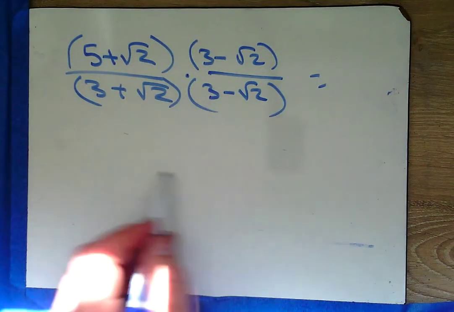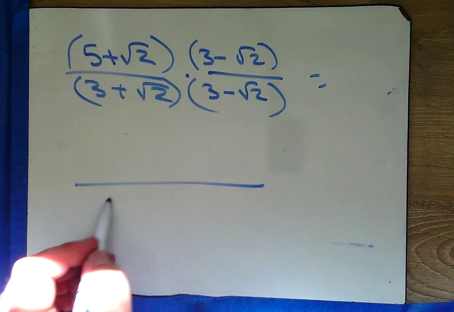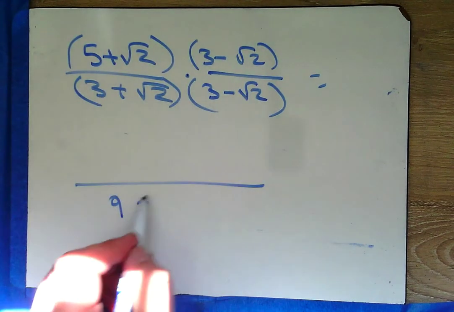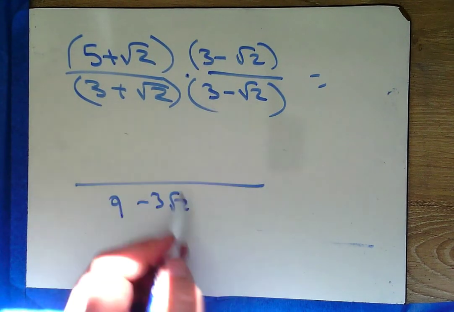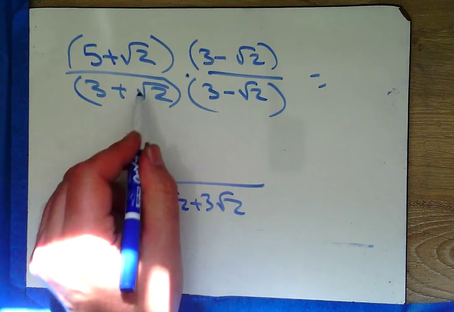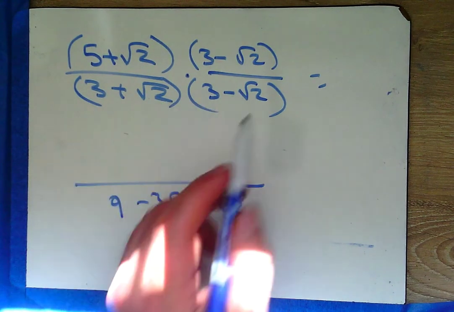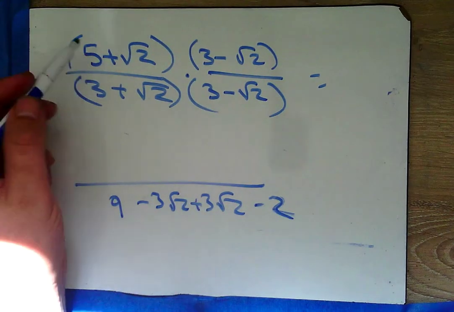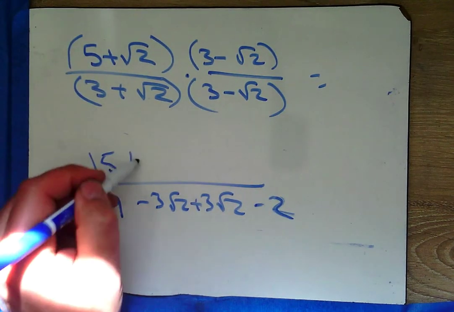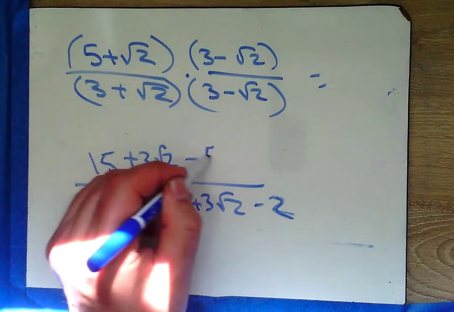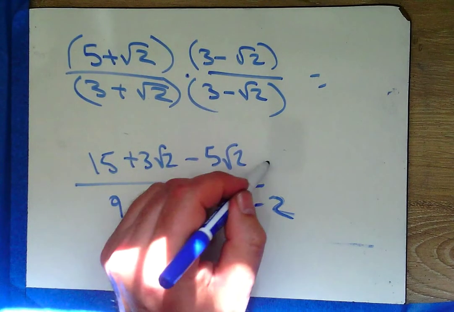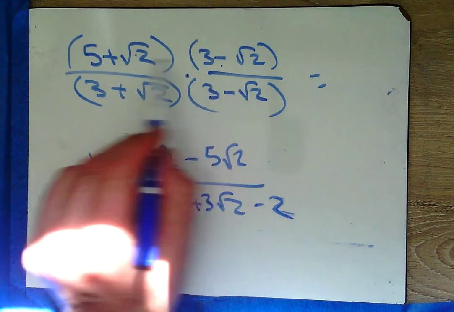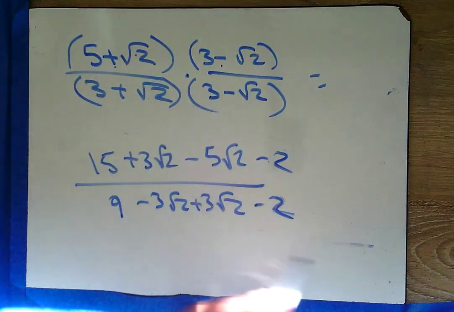So when I FOIL on the bottom, 3 times 3 is 9. I get minus 3 root 2 plus 3 root 2, and then minus root 2 times root 2 is 2. On top, I get 15 plus 3 root 2 minus 5 root 2. Root 2 times root 2 is 2. Positive times negative is minus.